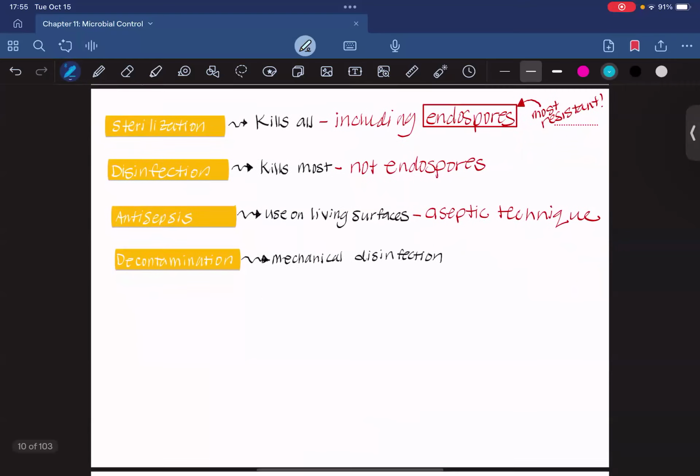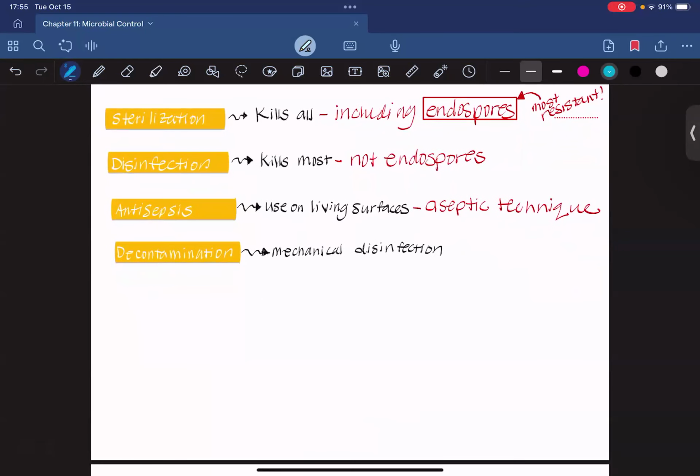It's never going to sterilize. So here's how we updated it. We already wrote our terms down. That was in the black writing. Now the red sterilization, we're going to even include the endospores. We'll kill those as well. They are the most resistant ones. We've made a little note about that.